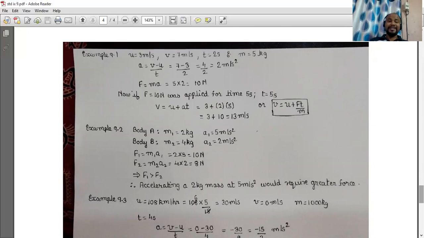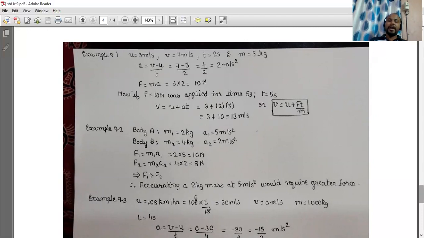So here you can see there is an increase in velocity of a body. So the least magnitude of velocity becomes your initial velocity, whereas the larger magnitude becomes final velocity. You are asked to find the magnitude of the applied force. So you need to find force. Now, if the force was applied for a duration of 5 seconds, what would be the final velocity of the object?